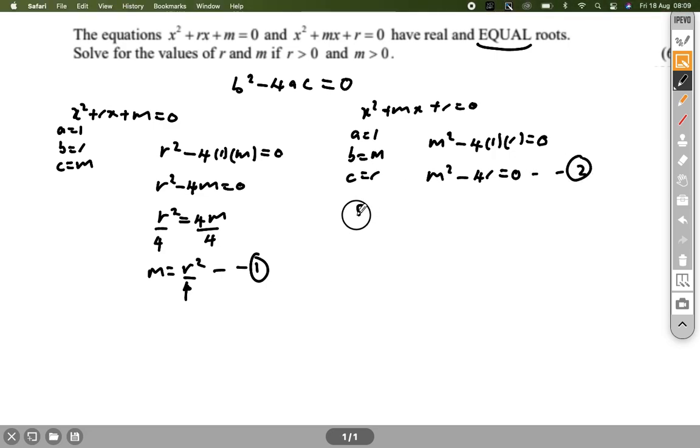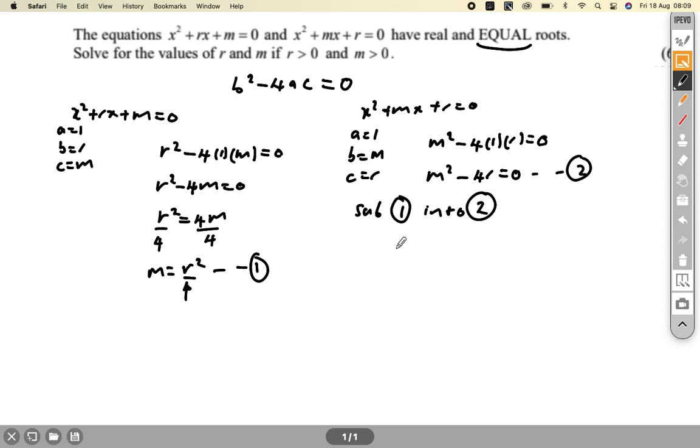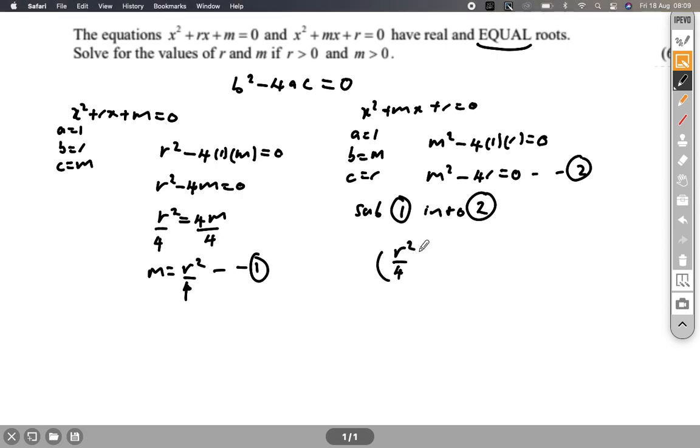Now we're going to substitute equation 1 into equation 2. So wherever there's m, we're going to say r squared over 4. So r squared over 4, whole squared, minus 4r is equal to 0. Now this is going to give you r to the power 4 over 4 to the power 2, which is just 16, minus 4r is equal to 0.